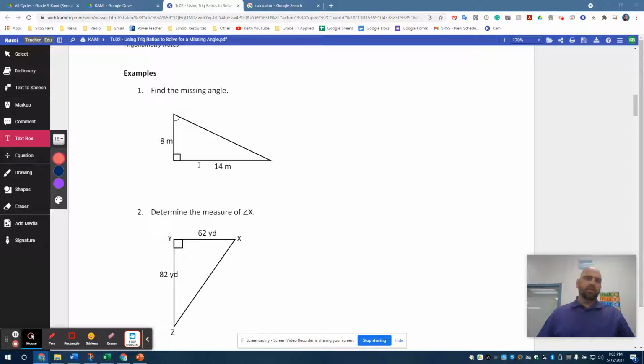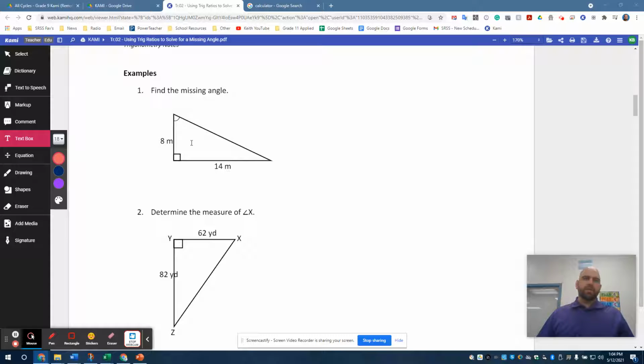Take a look here at coming up with the missing angle. So we're going to look at two examples in this case. The first one is going to be finding this angle right up here, and the second one is going to be finding angle X. So that would be this one right here.